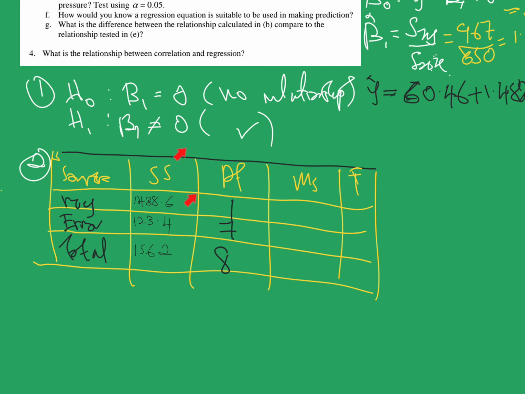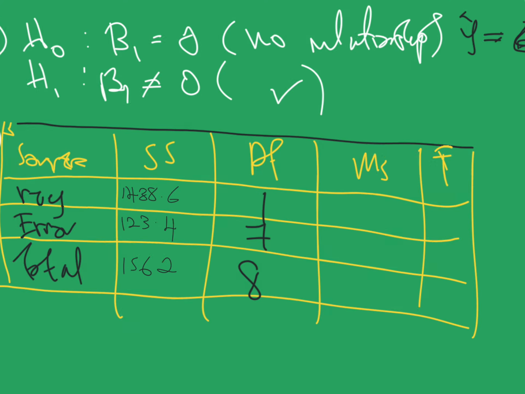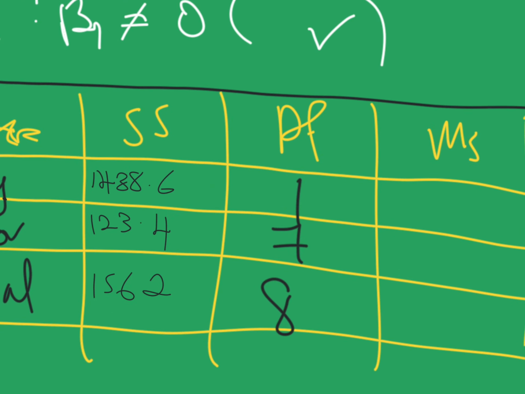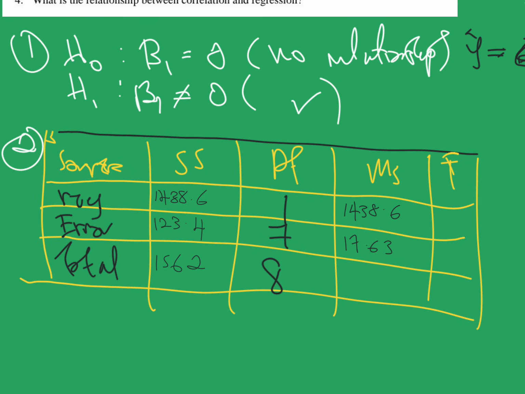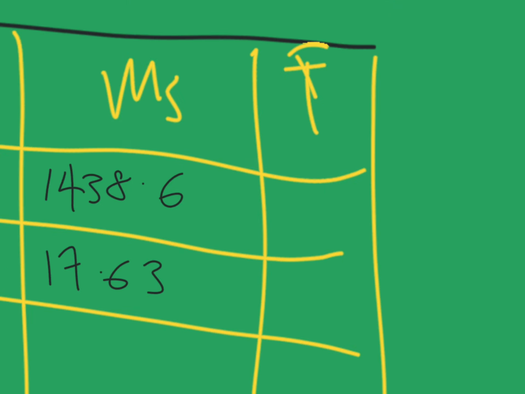Next is to find the MS. How to find MS? By dividing SS with DF. The first one, SSR, divided by 1 gives us the same value of 1438.6. And 123.4 over 7 gives us 17.63.